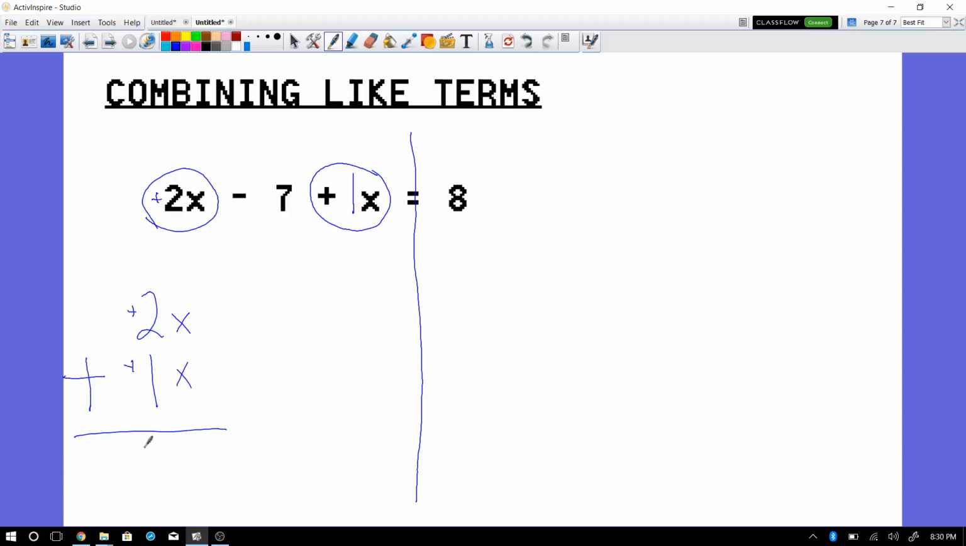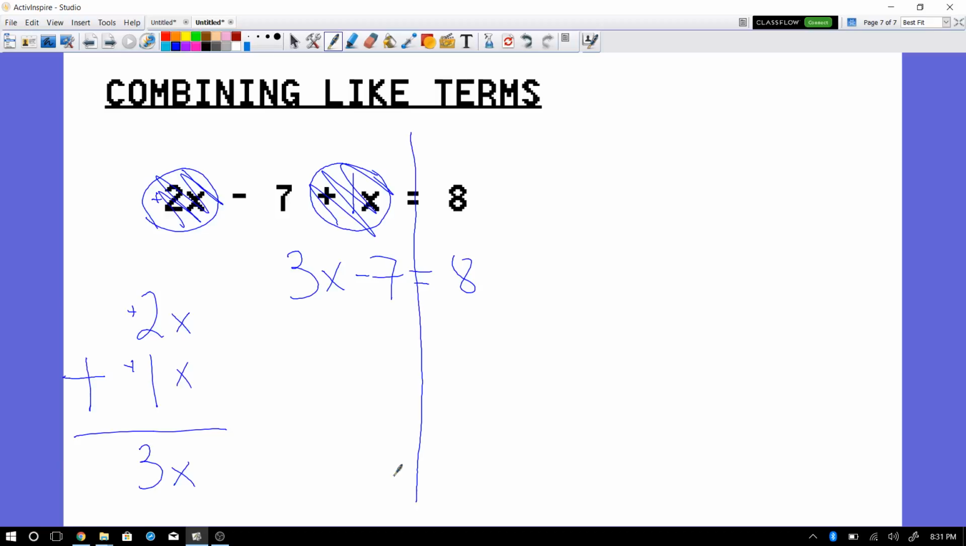2x plus 1x will give you 3x. Now we rewrite the problem. All right, so 3x, and the only thing I didn't use was the minus 7. So minus 7 equals 8. This is where we're identifying, do we see like terms? Yes, we combine them. Cool. All right, we see an equation. We have a variable in it, or a letter.